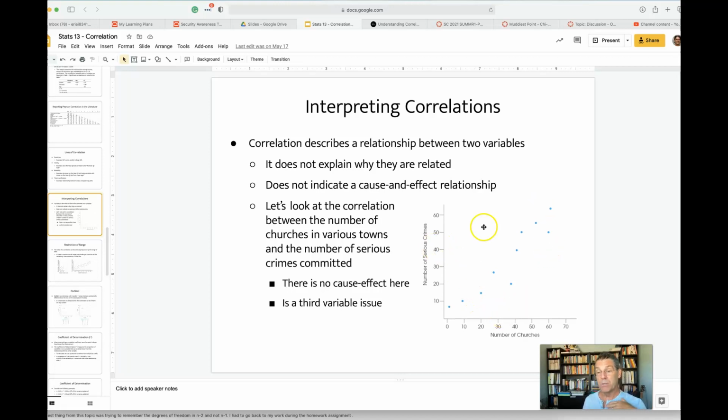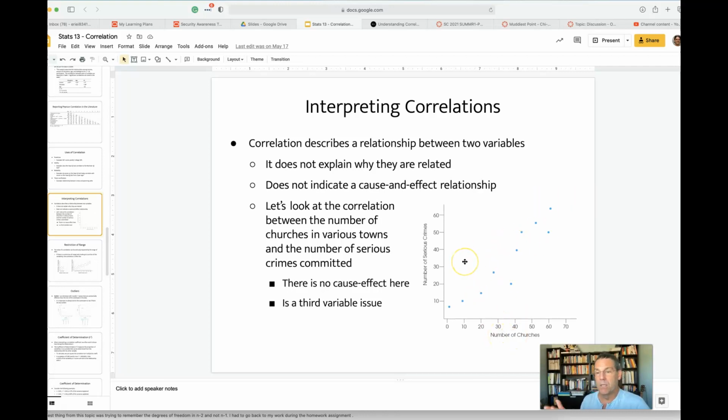The third variable issue is, why are these two variables related? Well, they're not directly related to each other at all. Maybe they're related through a third variable. This is probably the easiest and most likely explanation here, but we can't forget about the other ones. They're still possible, but the most likely explanation here is just size of the city. Bigger cities have more churches. Bigger cities have more crime because there's just more people. Smaller cities have less crime, fewer people, fewer churches. So that would be the third variable issue.